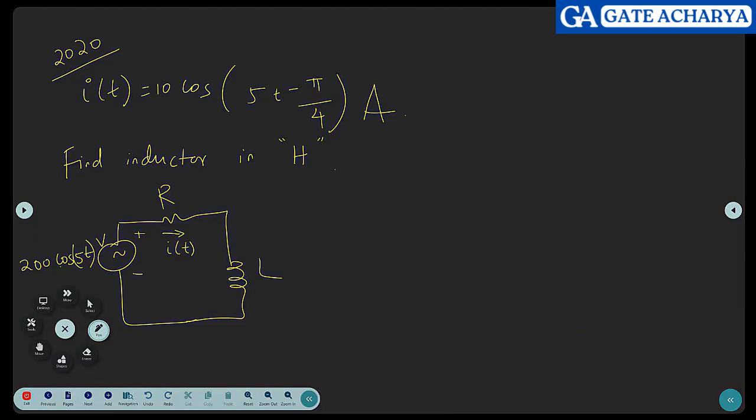If you know V and I, what is given in the question? V is given, I is given. If you know V and I, what is V by I? Z, the input impedance. What is the Z for this? R plus j omega L. That's it. V by I equal to Z, which is equal to R plus j omega L. They are asking L.